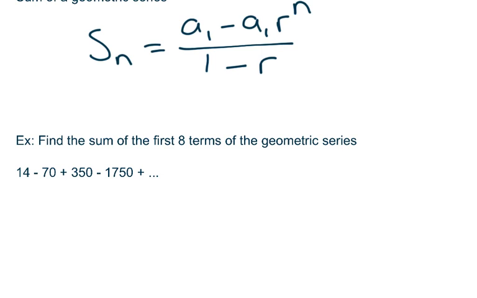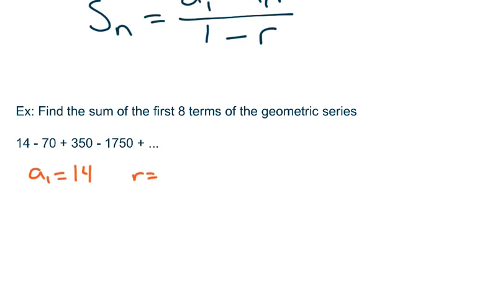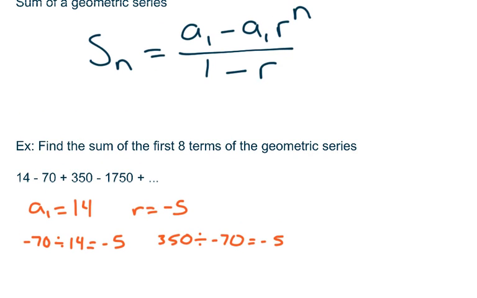So the first term, a sub 1 here, is 14. Our common ratio, that's what we need to find first. We need to know that before we can plug this information into our formula. So we'll take negative 70, second term, divided by the first term. Negative 70 divided by 14 is negative 5. And again, we should just double check one or maybe both. I'm just going to do one. 350 divided by negative 70. That one's easy. That's negative 5. We do have a common ratio of negative 5, so our r value is negative 5. Those are the two things we really need to know to be able to use this formula up here.